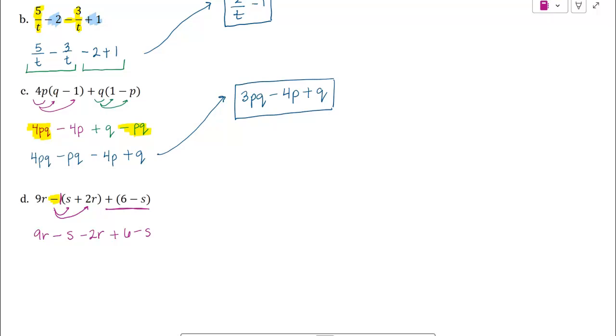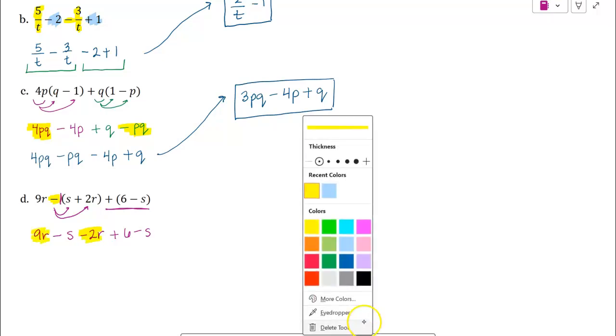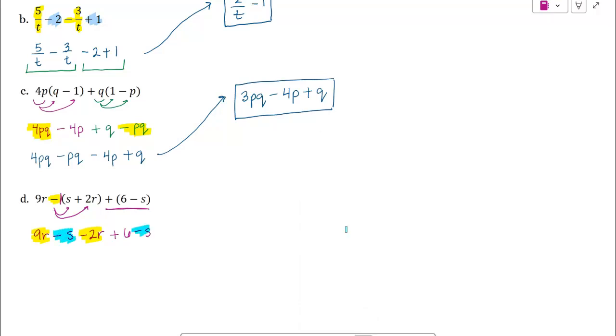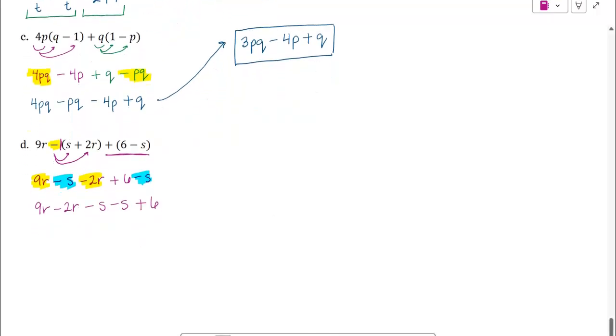And then I'll group together anything that's alike. So I've got these r's that are alike. And then we have these s's that are alike. So I've got 9r minus 2r minus s plus 6. 9 minus 2 is 7. And then I've got a -1 minus another 1, so that's minus 2s plus 6.